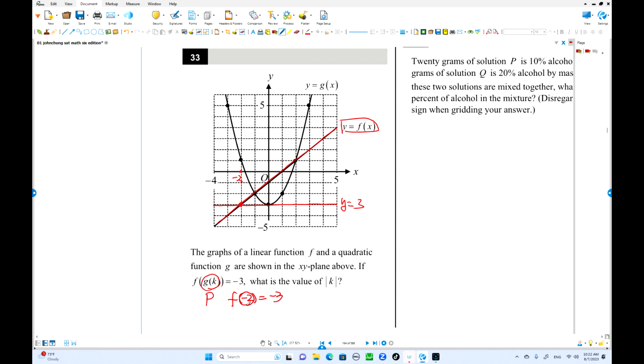So g of k equals negative 2. Now we're going to find the value of k. So this is g, okay? Where is negative 2? This is negative 2. We have two values of k there, okay? One is negative 1, the other one is positive 1, but the absolute value is still 1, okay? That's the answer.